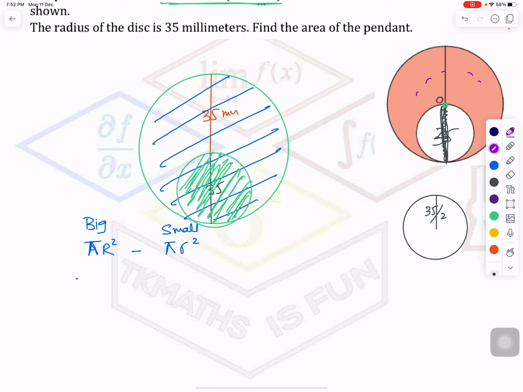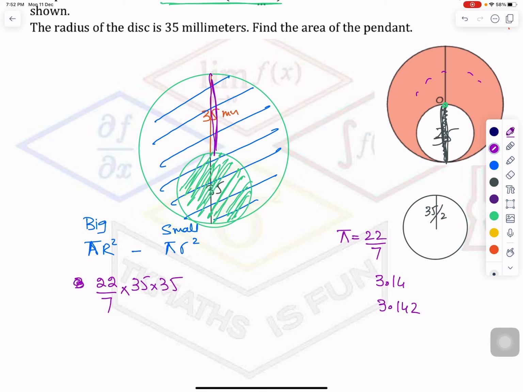So pi, for example, I will write as 22 upon 7. Do you know why? Because the radius is 35. And I told you the pi value can be taken as 22 upon 7 or 3.14 or 3.142 if nothing is mentioned in the question. So I am taking it right now as 22 upon 7. The only reason is that for the big circle, the radius is 35. R square means 35 times 35. I can see very clearly it will cancel out.